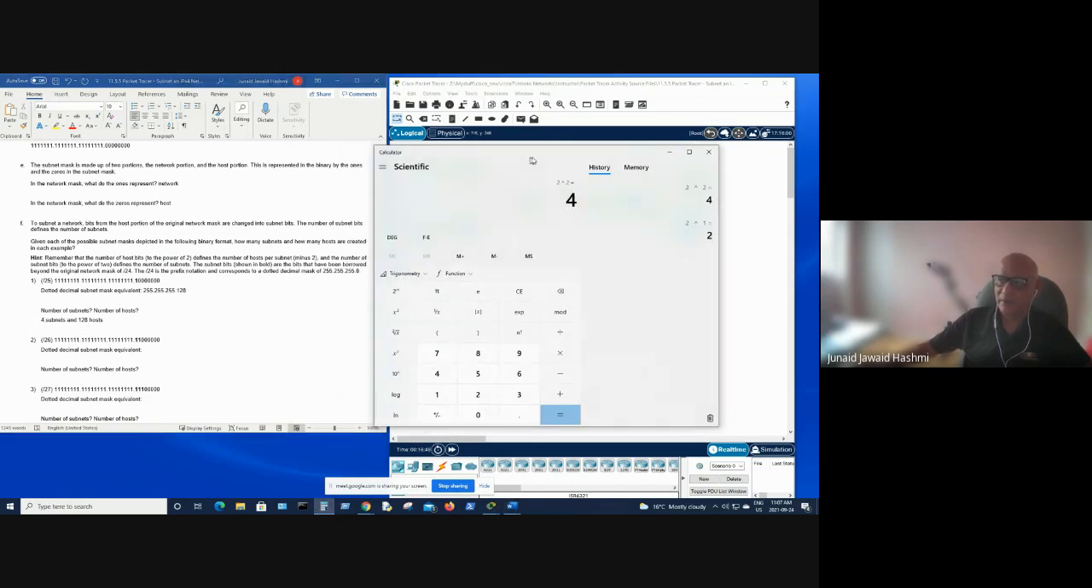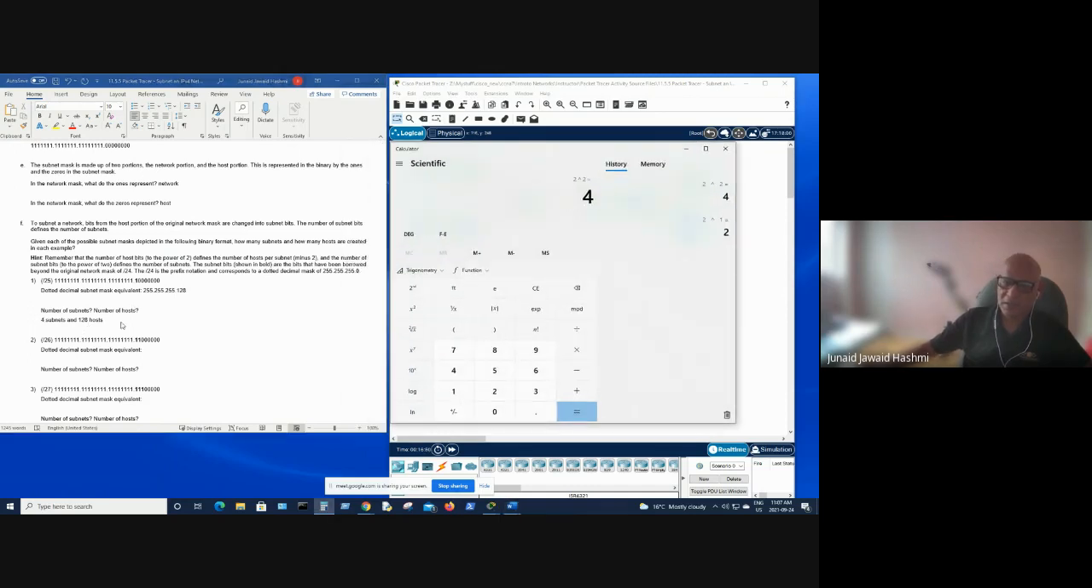How do we come up with the hosts? How many bits are left for the host portion? 6. So 2 to the power of 6 equals 64 hosts in each network. Okay.